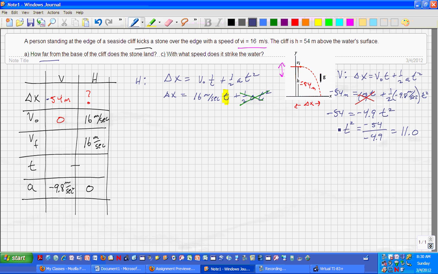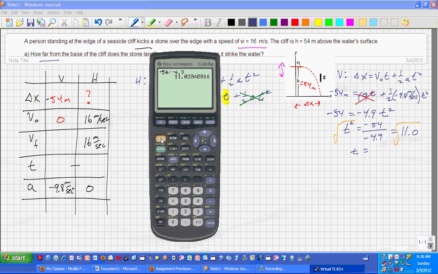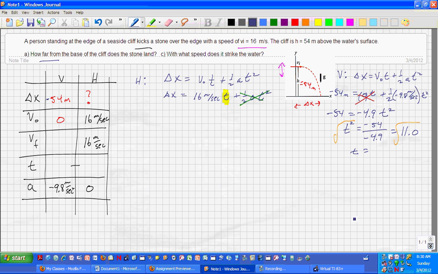And then that's t squared, so I'm going to square root both sides. So I get t is equal to the square root of 11, which is about 3.32 seconds. So that is my time for both the vertical and the horizontal.